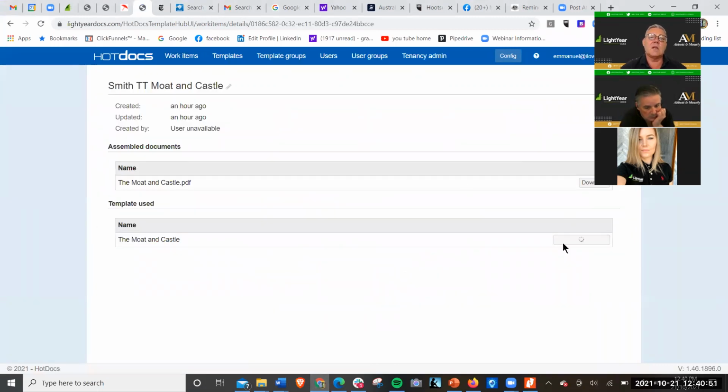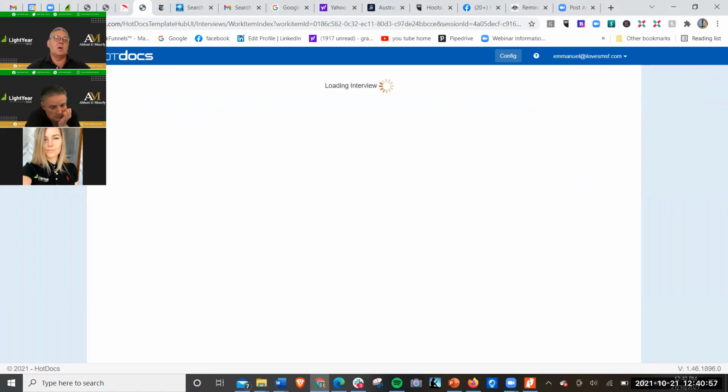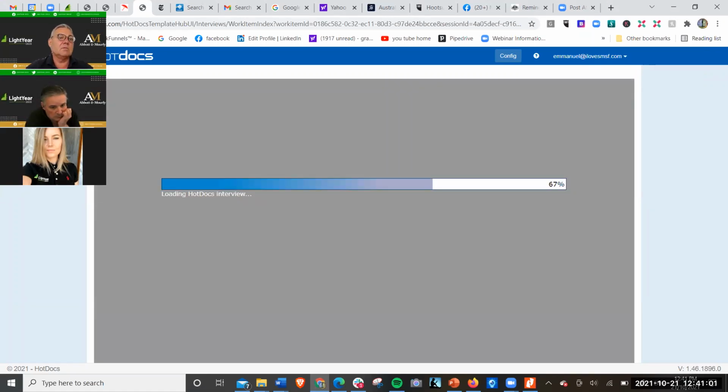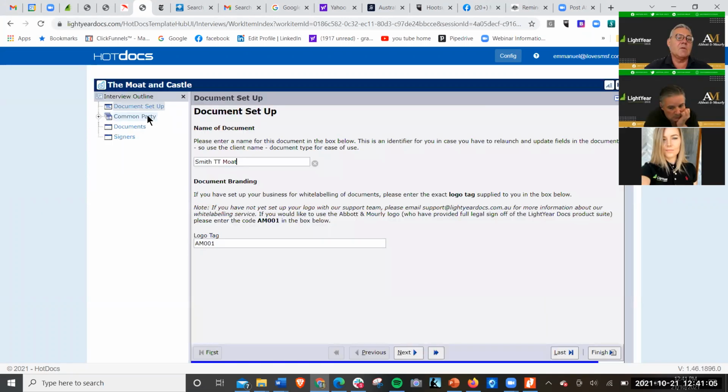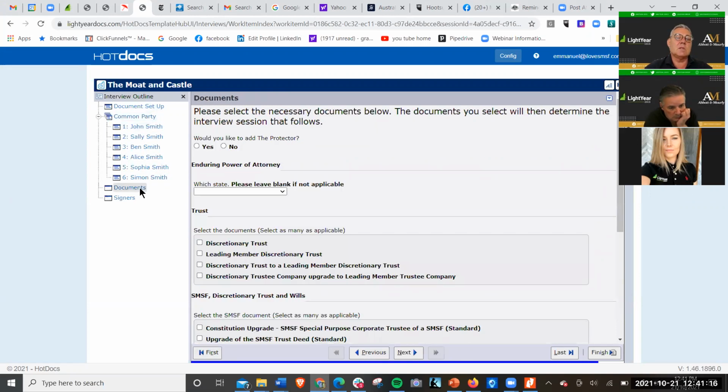So I'm going to relaunch that, and then we'll have a look through there on what we're doing. I'm going to build a whole lot of stuff, and then we can basically thrash it out and turf out what we don't want. So I've got the common parties: John Smith, Sally Smith, Ben, his two kids, Alice and Sophia, and Simon Smith, the wee black sheep. I'm going to go to the documents.